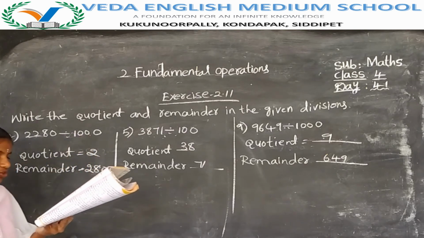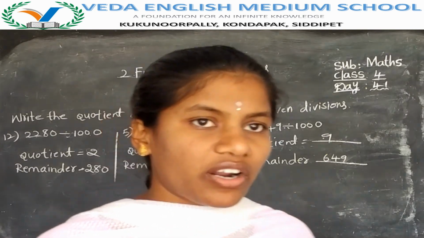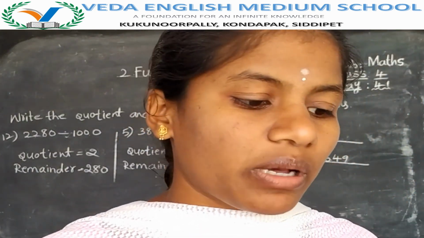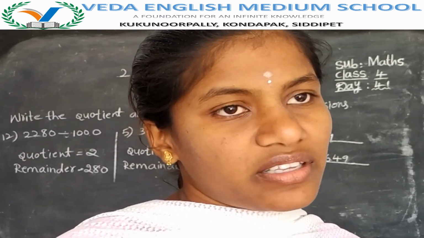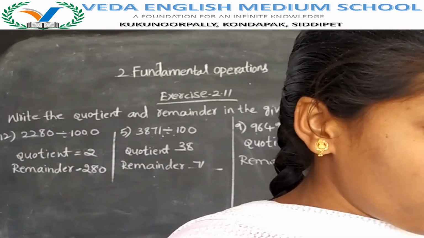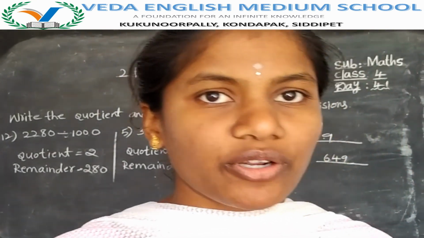So exercise 2.11 has completed. I have completed some problems. So the problems which are not done by me, that is your homework. You have to complete that homework and send to me. I hope you have understood this class. Again, in next class we will go to exercise 2.12. Okay children, complete your homework up to here.